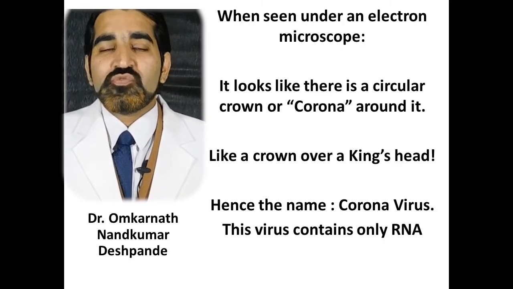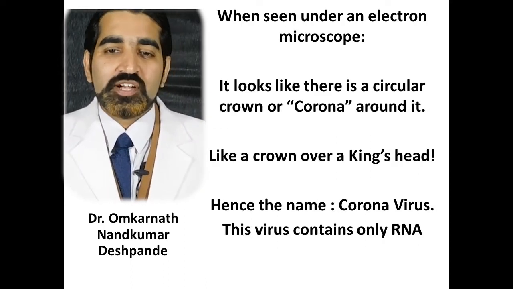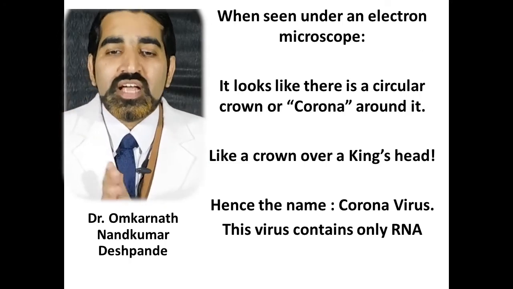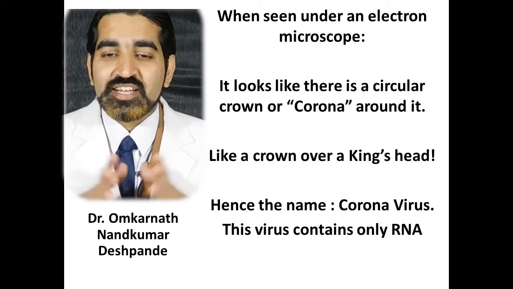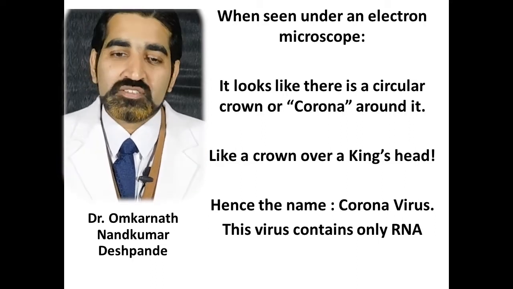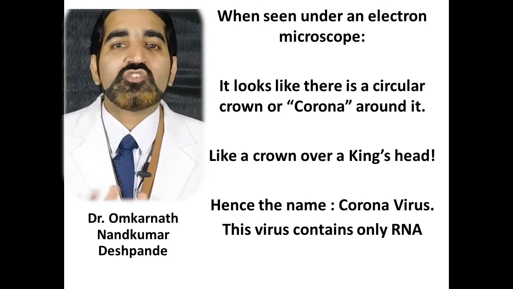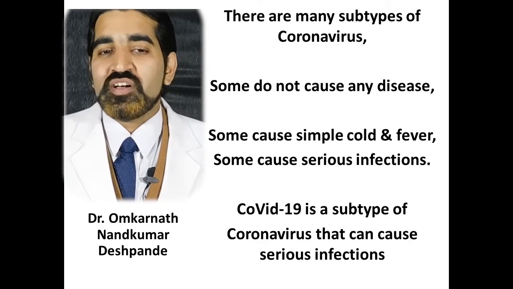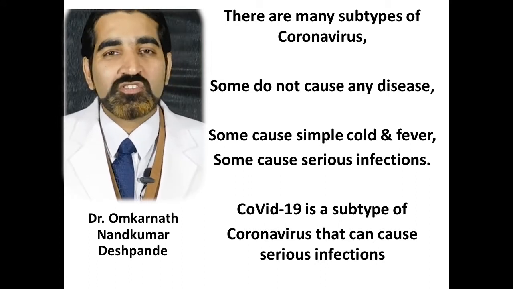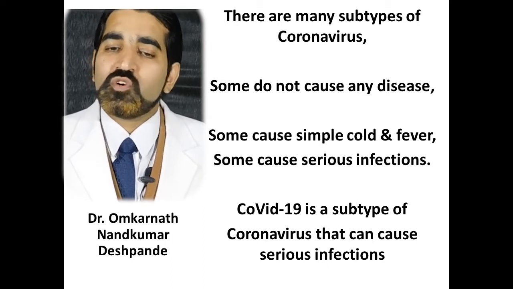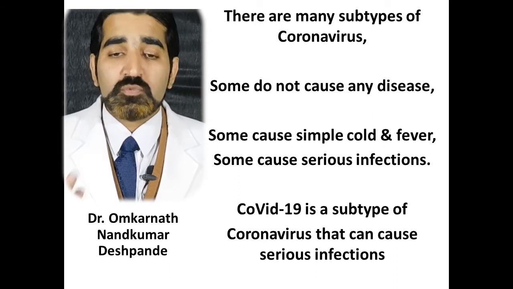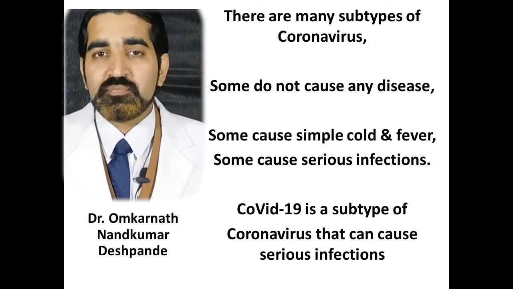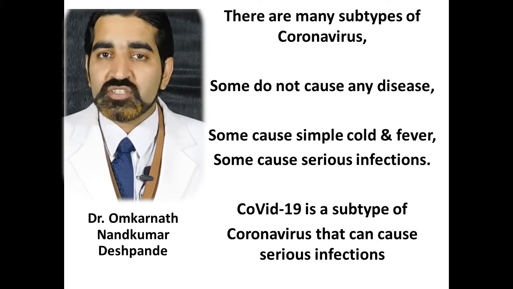disease. Now when seen under an electron microscope, it looks like there is a circular crown or a corona around the head. And that is why, like a crown over a king's head, it is called coronavirus. Now this virus contains only RNA, it does not contain DNA. There are many subtypes of coronavirus. Some of them do not cause any disease, some of them cause simple cold and fever, some of them cause serious infections. COVID-19 is a subtype of coronavirus that can cause serious infections.